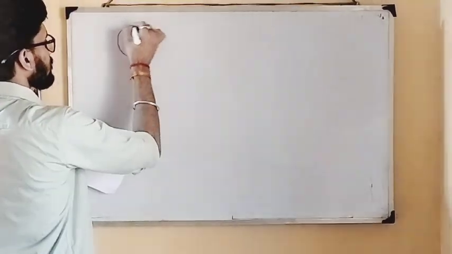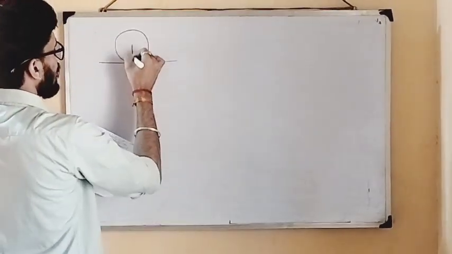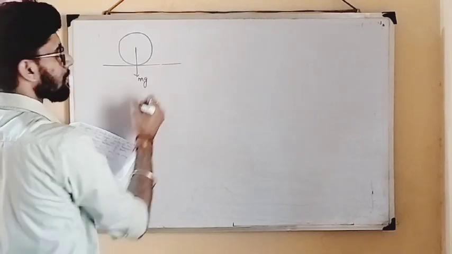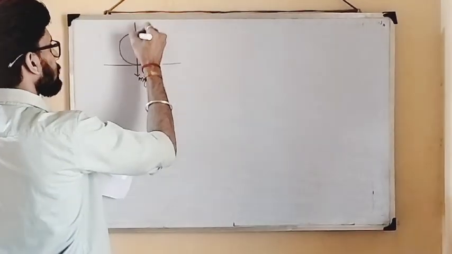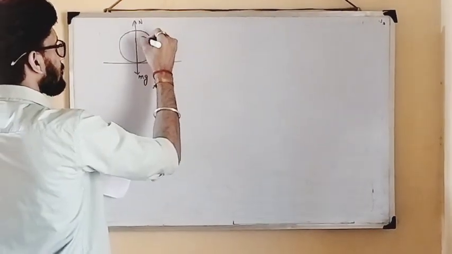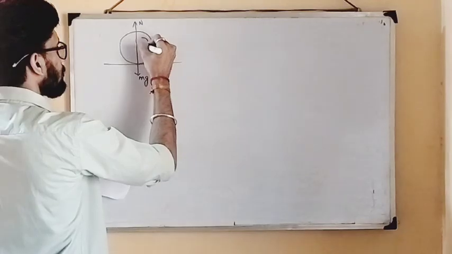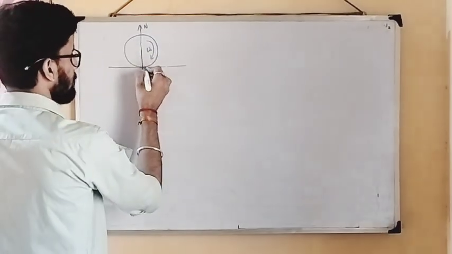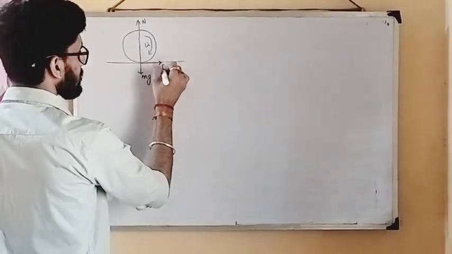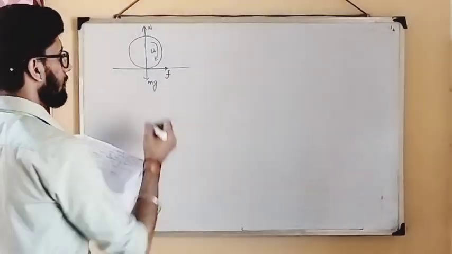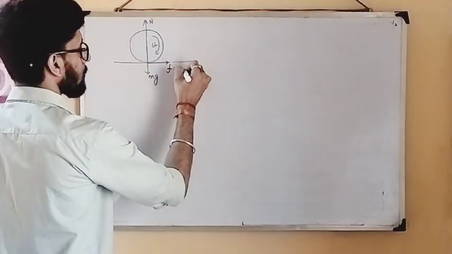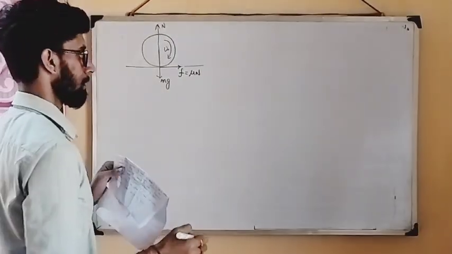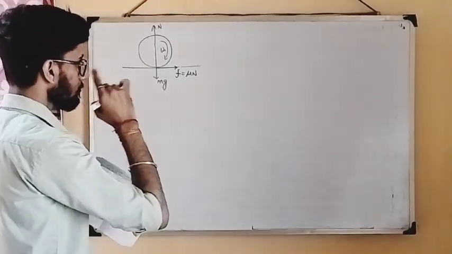Here is the case of the cylinder. m is the mass given, therefore mg will act downwards, and the normal reaction will act upwards. It is also rotating with some initial angular velocity omega naught, and it is placed on a surface where friction is acting. Since friction is acting, F will act in the forward direction, given by mu N, as mu is the coefficient of friction.